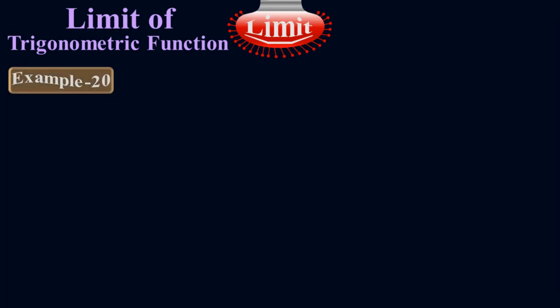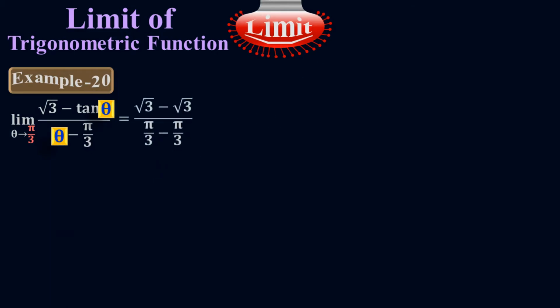Example number 20. Limit of square root of 3 minus tangent theta over theta minus pi over 3, where theta approaches pi over 3. Let me try the direct substitution method here, to see whether it works or not. If I directly put theta equals pi over 3, it equals square root of 3 minus square root of 3 over pi over 3 minus pi over 3.